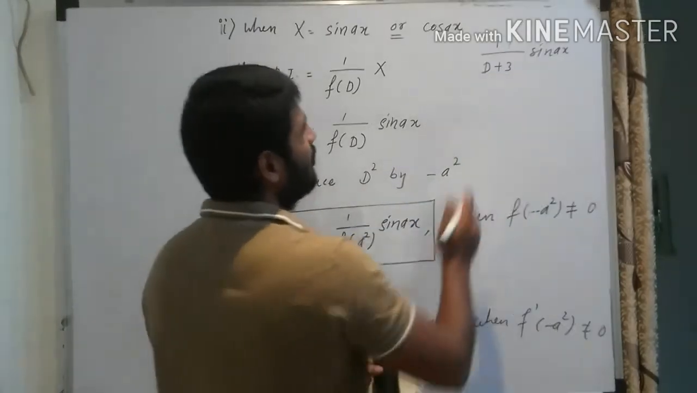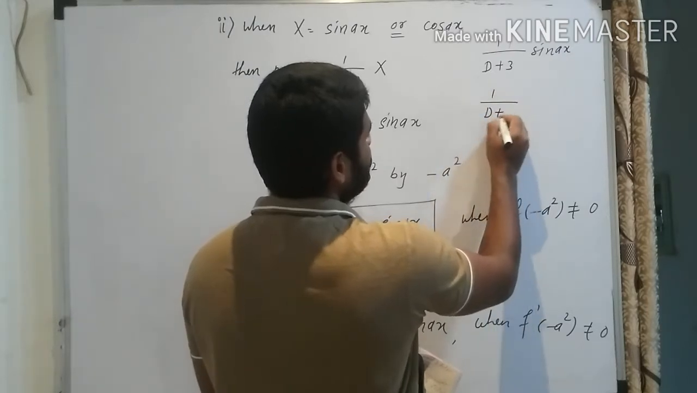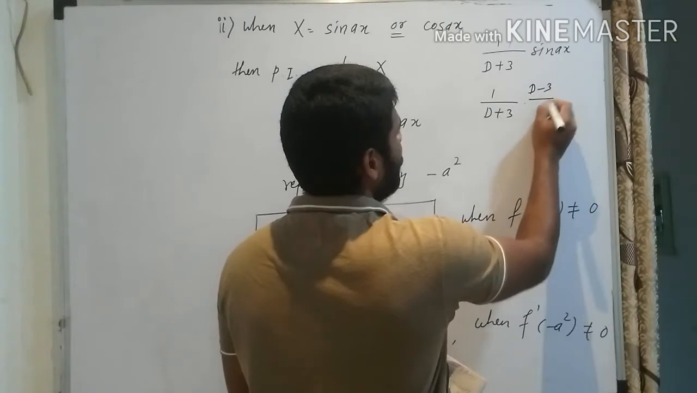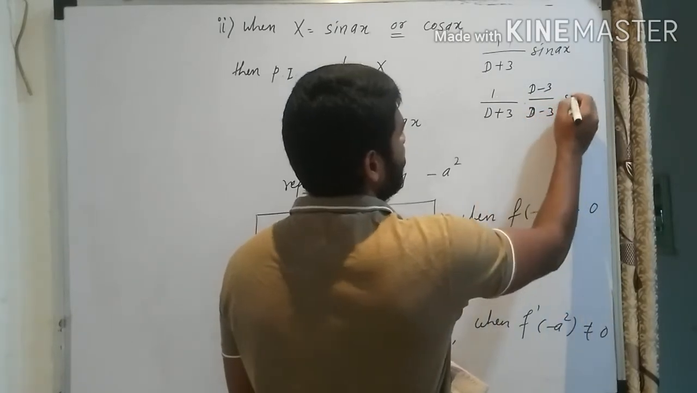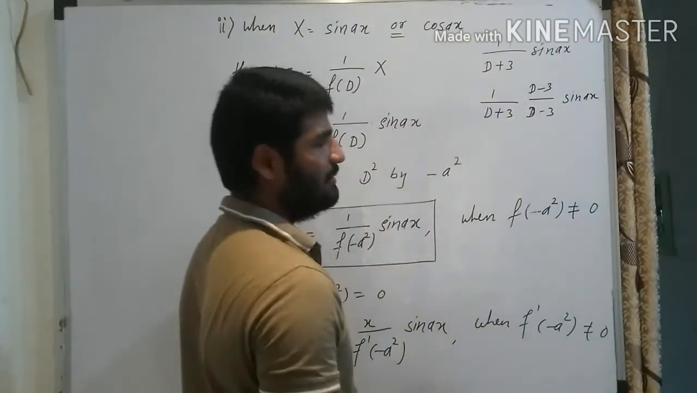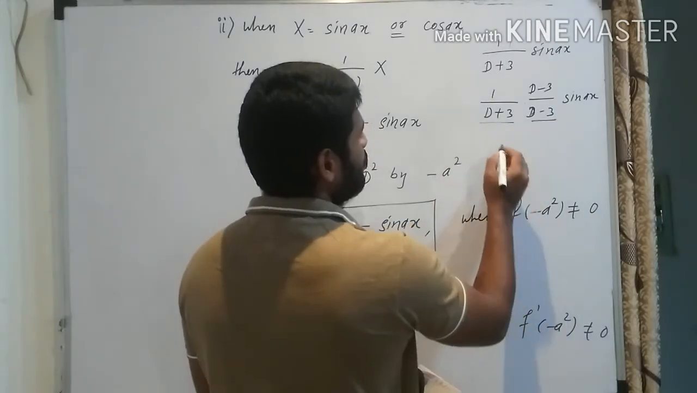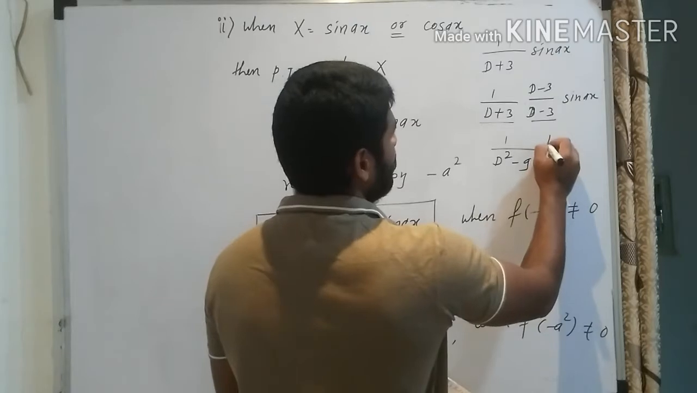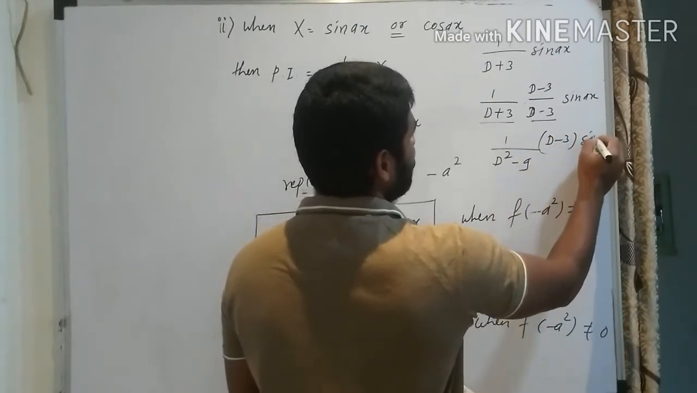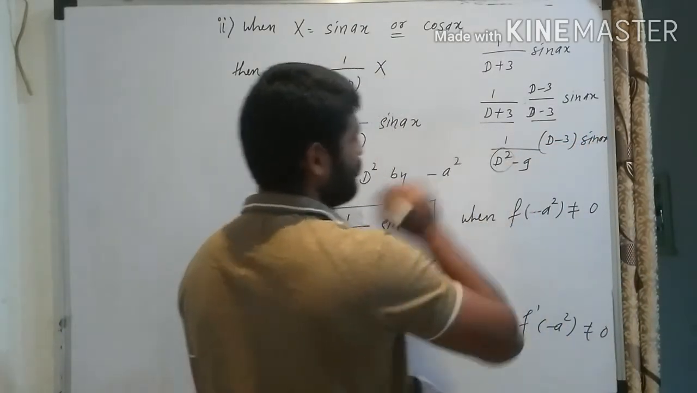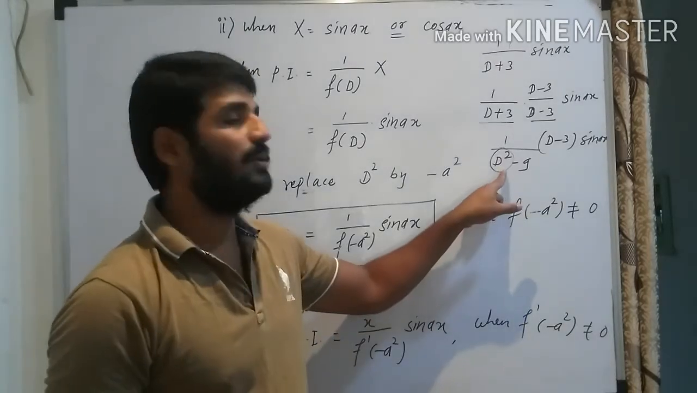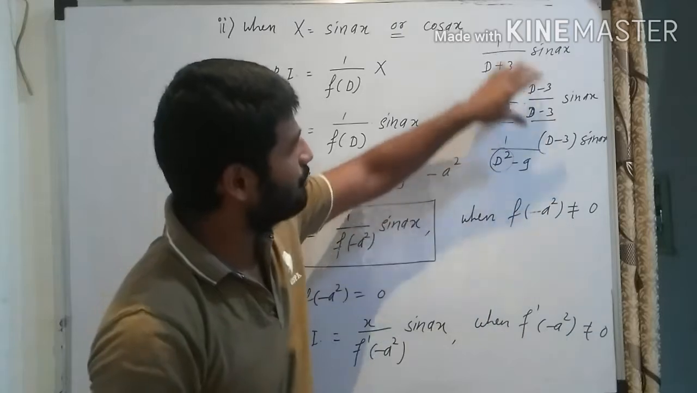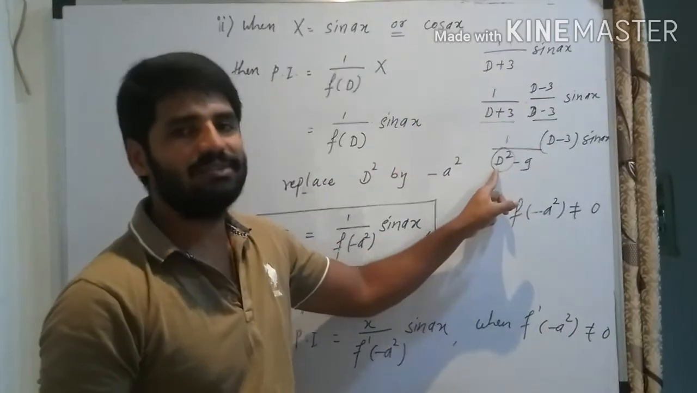So how to do rationalization? We take the same factor by changing the middle sign, that is d minus 3, and divide and multiply, with sin ax as it is. Then multiplying these two factors, we get 1 upon d square minus 9, into d minus 3, into sin ax as it is. So this gives you a d square, and here it is possible to replace d square by minus a square. So using this step, we convert d into d square.